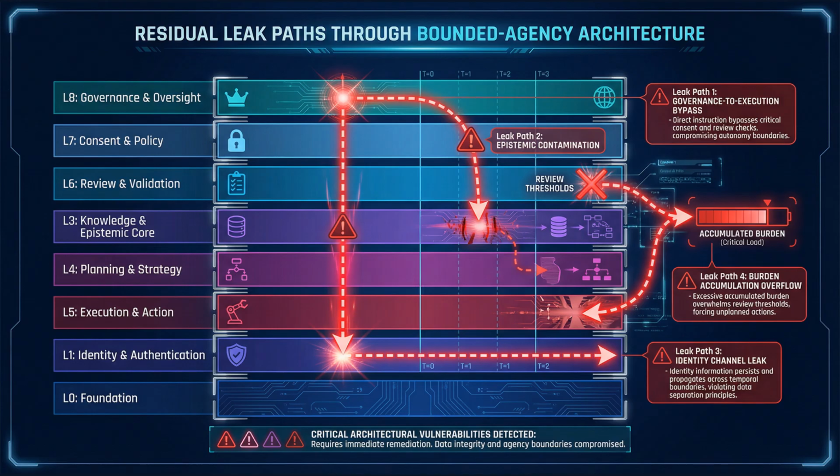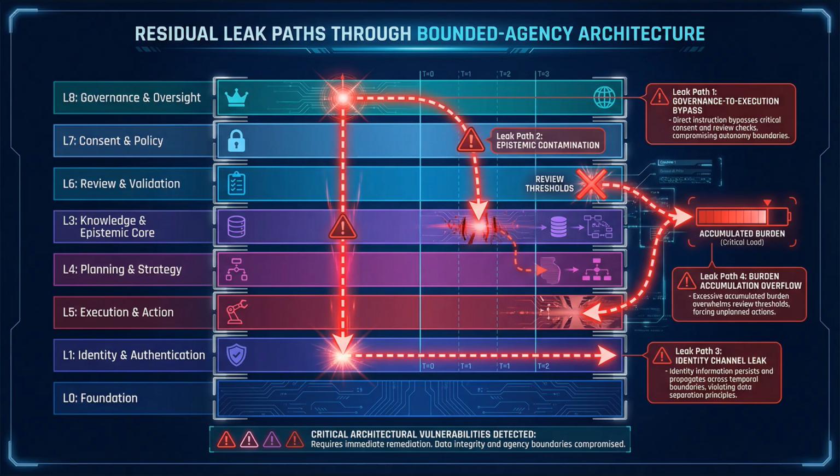The bounded agency problem is not solved. It is bounded. We have reduced the space of possible failures, but we have not eliminated it. The residual leak problem is the open question that motivates this entire architecture. How do we design governance structures that are robust enough to catch the failures we have anticipated, while remaining flexible enough to adapt to the failures we have not?